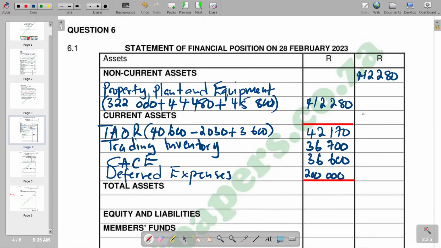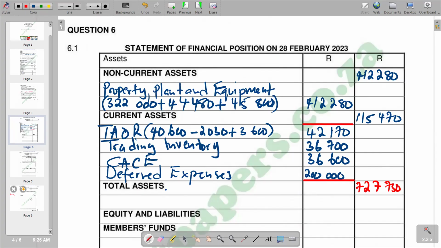So the total that we're supposed to get is 115,470. So remember, we are supposed to get our figure for total assets here as indicated. Total assets is equal to non-current assets plus current assets. So 412,280 plus 115,470, you get your figure for your total assets, which is going to be 727,750.